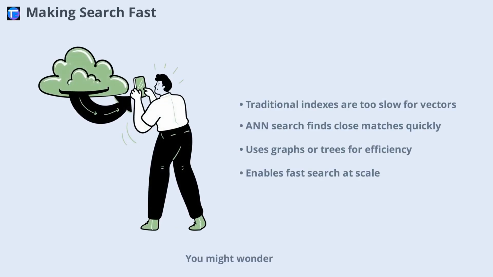You might wonder, how do vector databases search millions of vectors quickly? In traditional databases, indexing methods like B-tree or hash are used. But with vectors, brute force is too slow. That's where Approximate Nearest Neighbor search comes in.